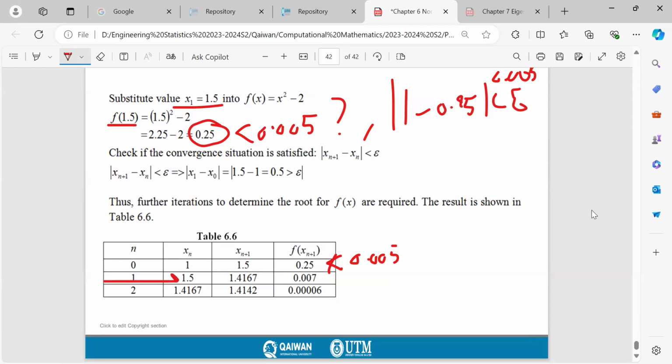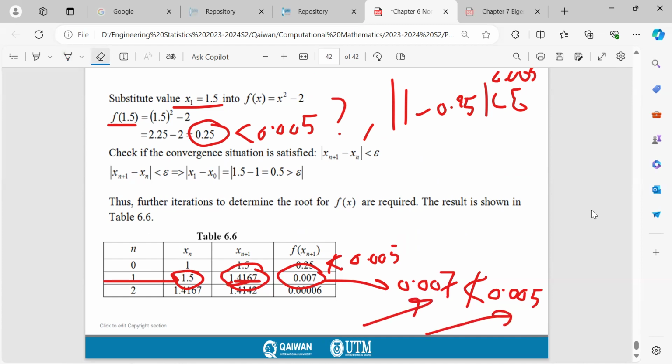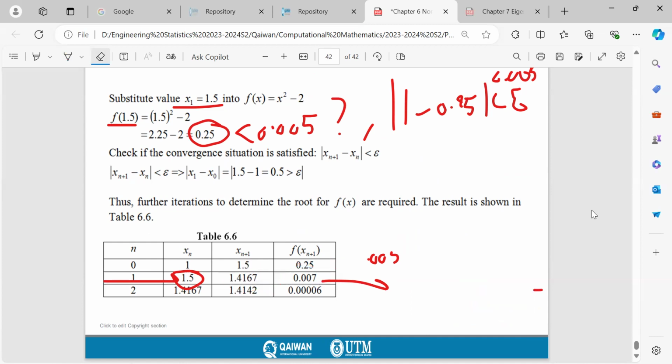So that's why we need to do another iteration. In the next iteration, we have this x1. Then we find a new x. We find f of the new x, which is 0.007. 0.007 is not less than 0.005. Okay, 7 is greater than 5. Here we have the same number of decimal places, with 0, and the first non-zero digit here is 7 and here is 5, so that's why it's not less. Then we need to do another step.